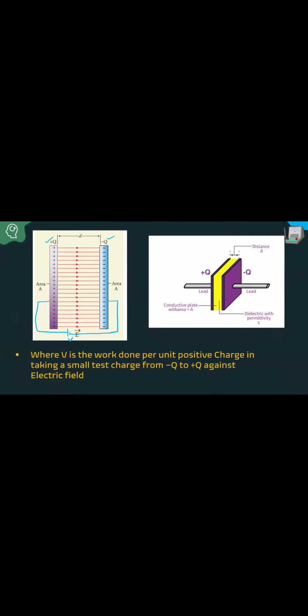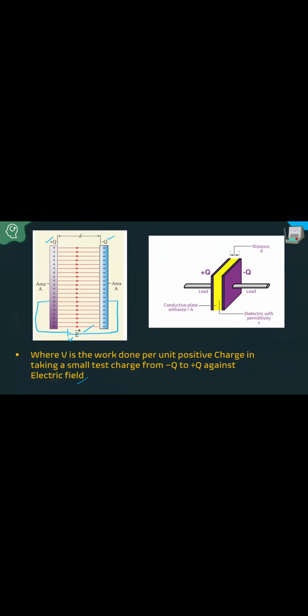What is V here? V is the work done per unit positive charge in taking a small test charge from minus Q to plus Q against the electric field. Already, potential is nothing but work done per unit charge. How much voltage you have to apply to bring the charge from minus Q to plus Q against the electric field.